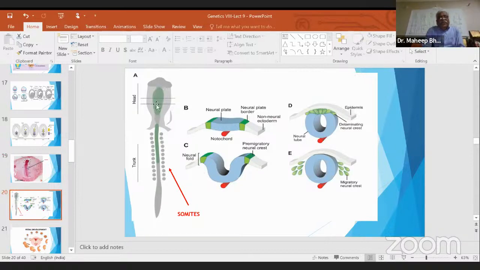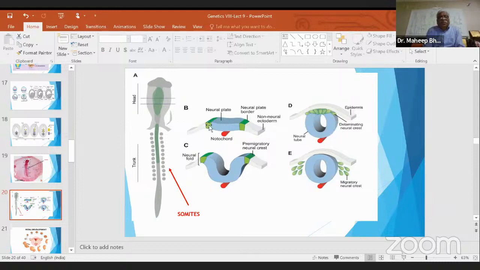Now, how does the formation take place? You can see these four diagrams here. Initially, on the surface of the gastrula, there is a formation of a structure called the neural plate. Some cells are accumulated, and then on the sides, there is a small invagination formed here, like this, you can see. These cells which are present here slowly proliferate and ultimately form a tube, which you can see here like this.